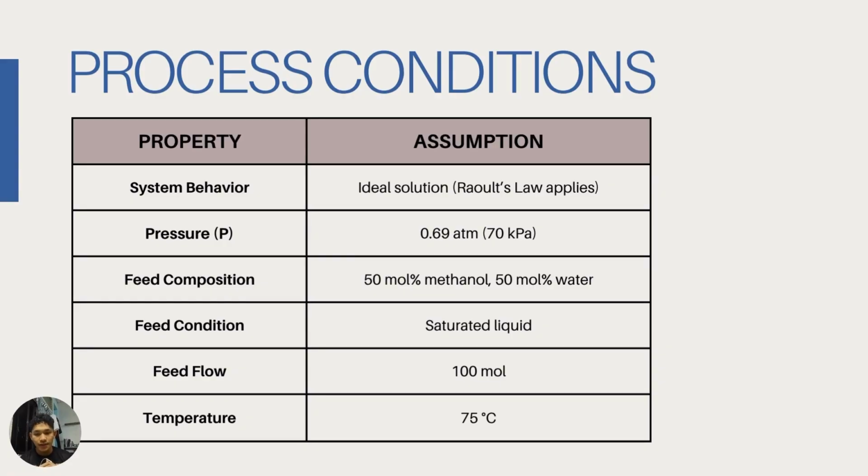The last one is temperature. We assume 75 Celsius. At 75 Celsius, methanol, whose boiling point is 64.7 Celsius, readily vaporizes, while water, with a boiling point of 100 Celsius, mostly remains liquid. So this temperature optimizes selectivity for methanol recovery.